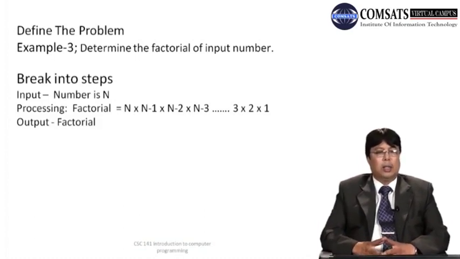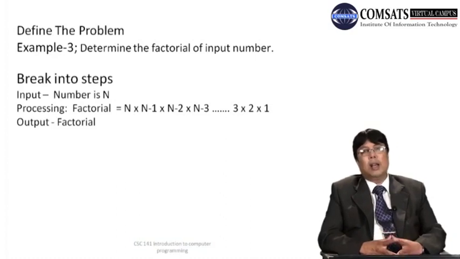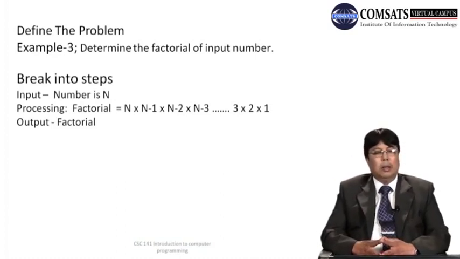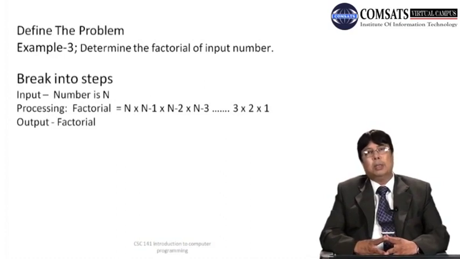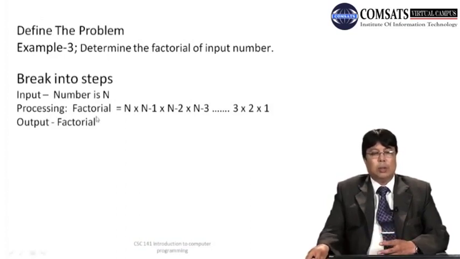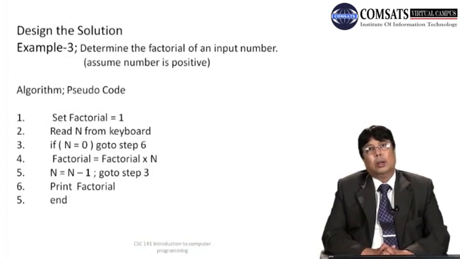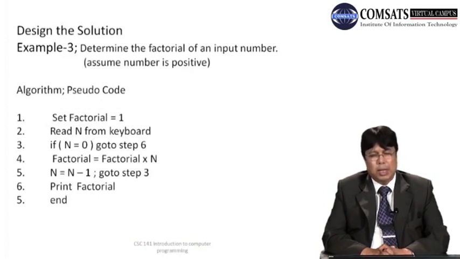So here we take the input number, once again a variable n. Then, for processing, we define another variable which we call factorial. We say that factorial is equal to that equation, and then we output factorial. Now, determine the factorial of an input number. Just to keep the algorithm simple, we assume that the number is positive.